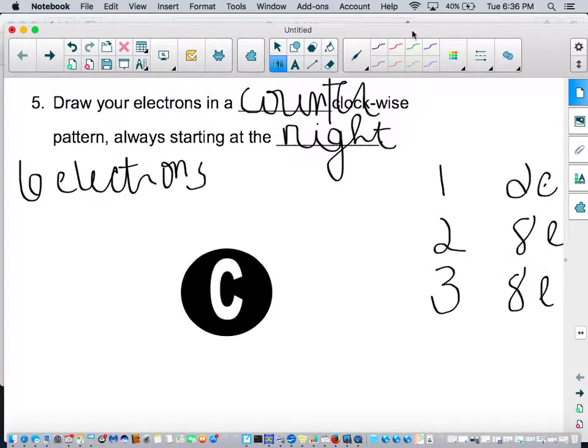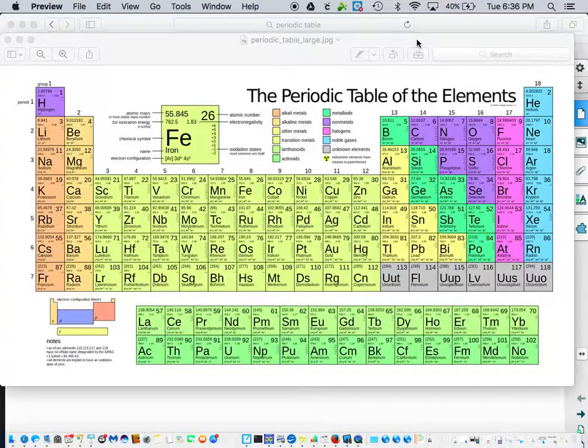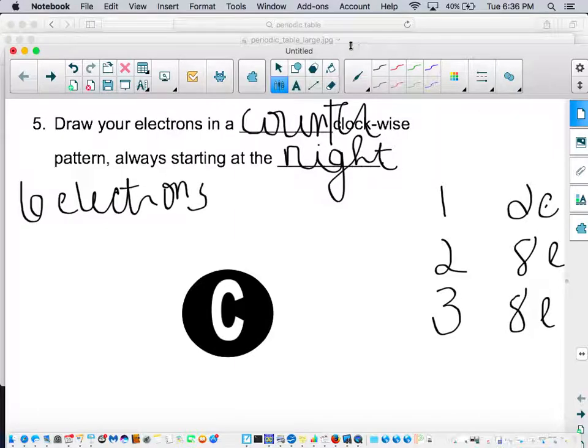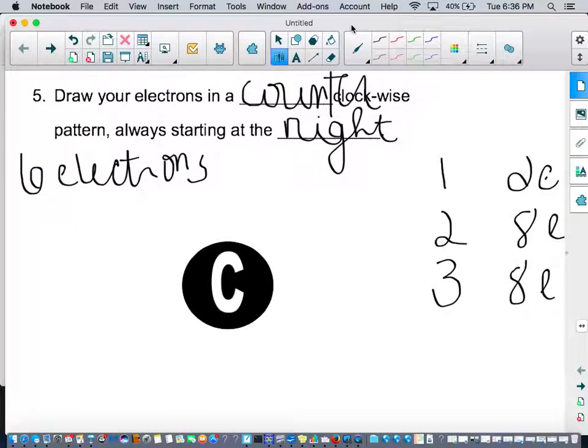All right, I'm going to go back to my periodic table. I want to know what period carbon is in. Period again is rows. So here's row 1. Carbon is in row 2. So period number 2.